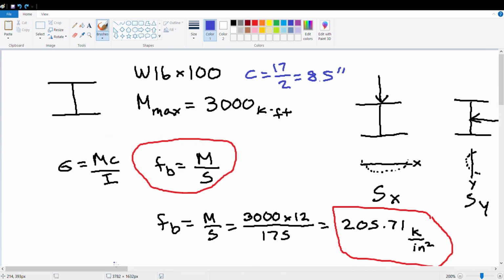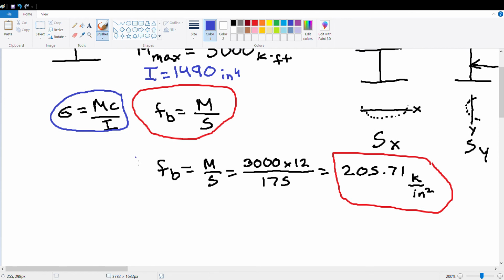So let's write that down. Your moment of inertia is I equals 1490 inches to the fourth. And instead of using the formula circled in red, we're going to use the formula circled in blue. Not the best circle, but you guys get the idea. So keep it consistent, we're going to write this in blue. Your bending stress is Mc over I. M is, remember, 3,000 kip-pounds.